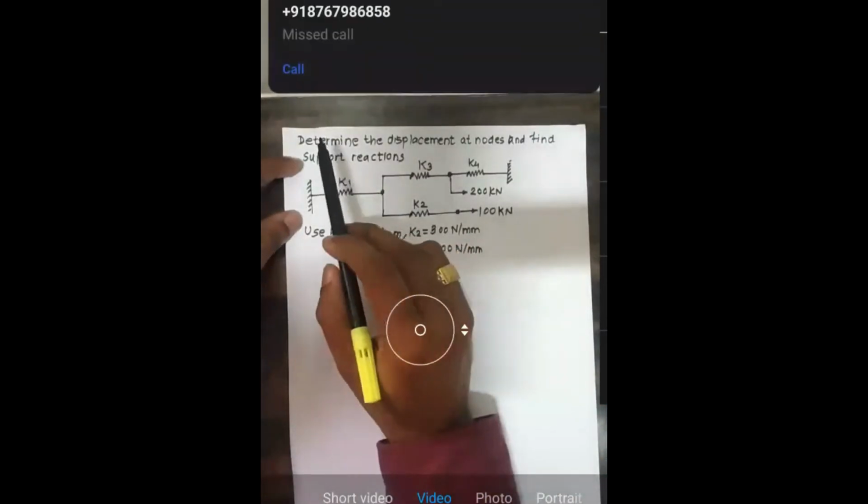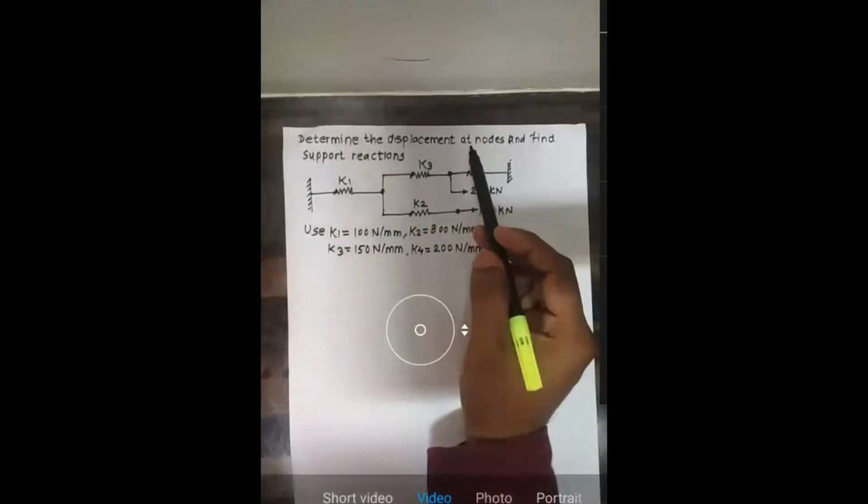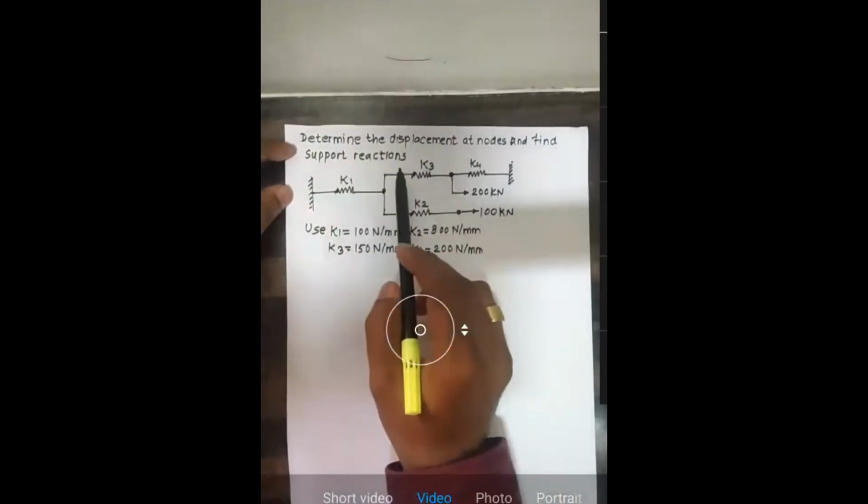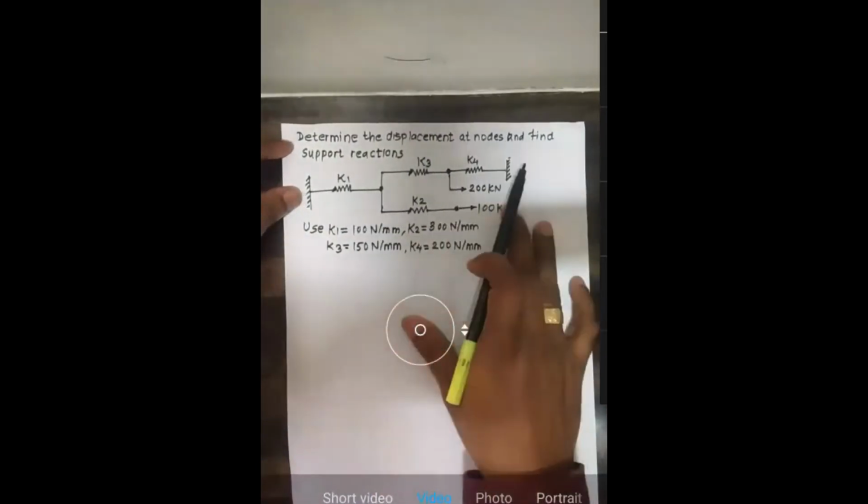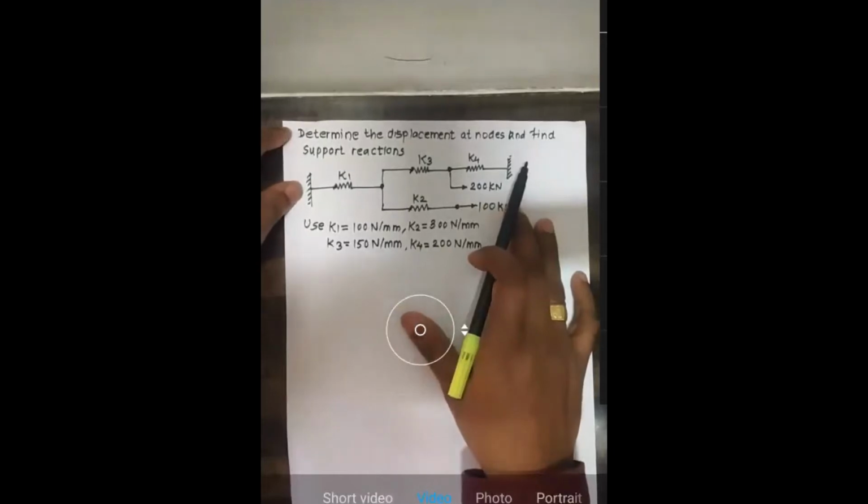See, what is the problem? Determine the displacement at the nodes, find support reactions.